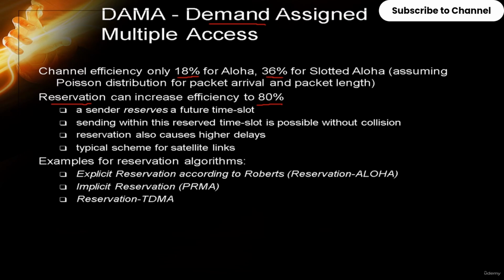Here the sender reserves the channel for future time slots. Sending within the reserved time slot is possible without collision. This is obvious: whenever we reserve, we will have a happy journey in an aeroplane or in railways. Reservation also causes higher delays, because the channel will have to wait for a long time. The example is satellite communications. In these reservation schemes, we have two types of reservations, explicit reservation and implicit reservation, and reservation based on TDMA. We'll see them one by one.